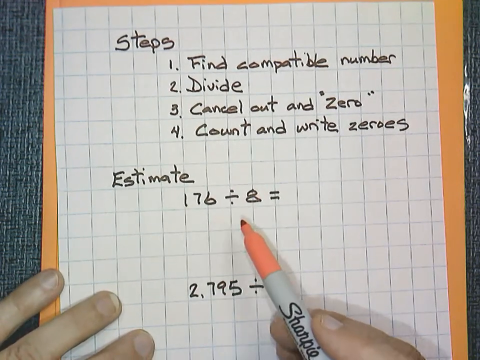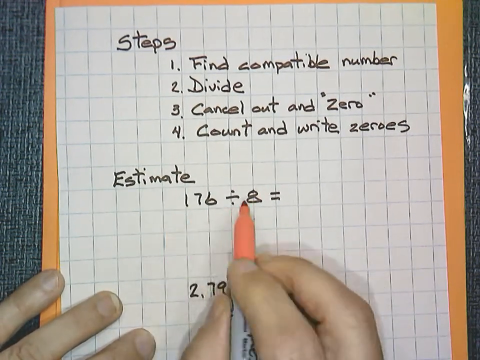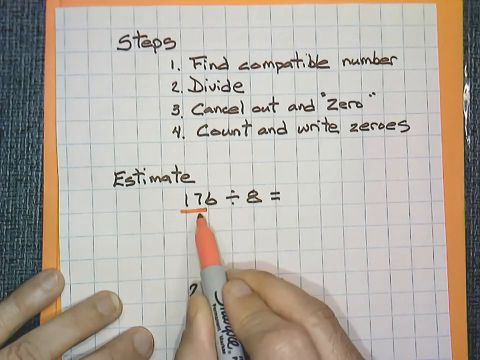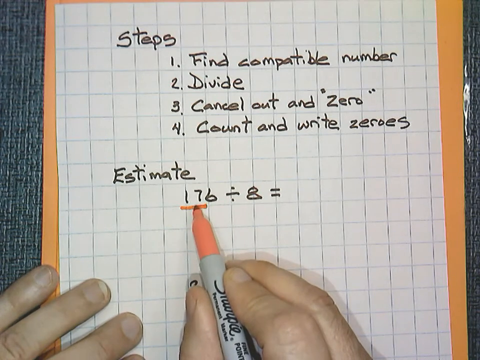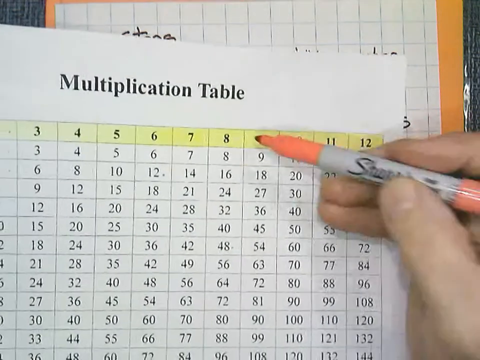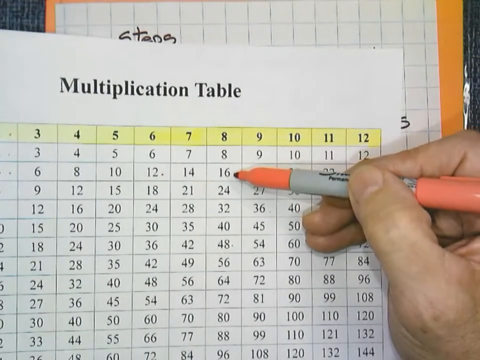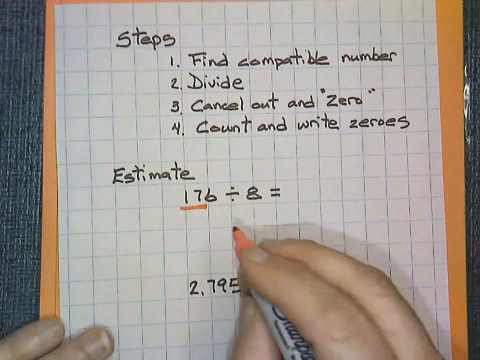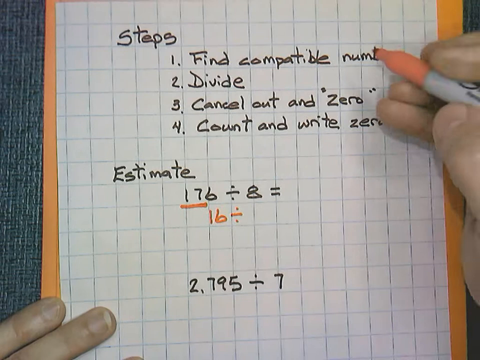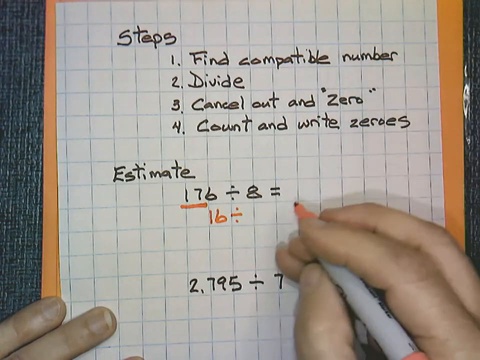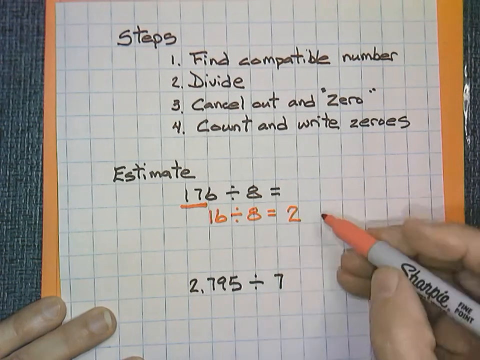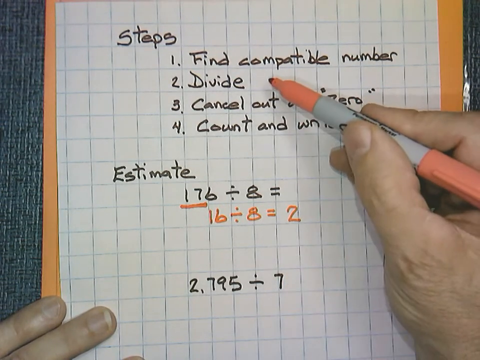Estimate 176 divided by 8. I work from left to right. I just want to work with compatible numbers. In this case, I'm going to look at 17 divided by 8. And the closest would be 16. So that's my compatible number step. Now I'm going to divide 16 by 8, and I get 2. So that was my divide step.